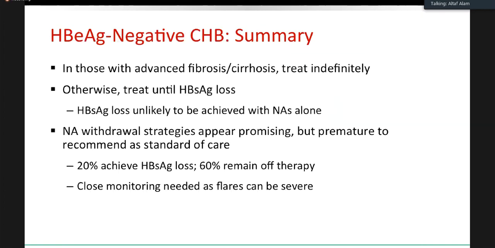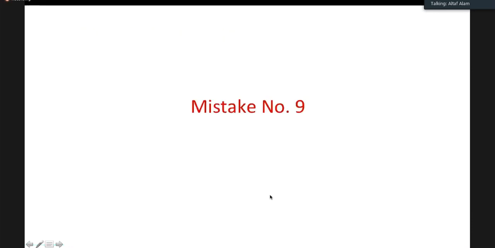So E antigen negative disease, what do we do? In those with advanced fibrosis and cirrhosis, treat indefinitely. Otherwise, treat until surface antigen loss. Surface antigen loss is unlikely with nucleoside analogs, as I mentioned, so the treatment is practically lifelong. NA withdrawal strategies appear promising but premature to be recommended as a standard of care, as 20% achieve surface antigen loss and 60% remain off therapy despite stopping therapy. But you must remember that close monitoring is needed as flares can be severe.